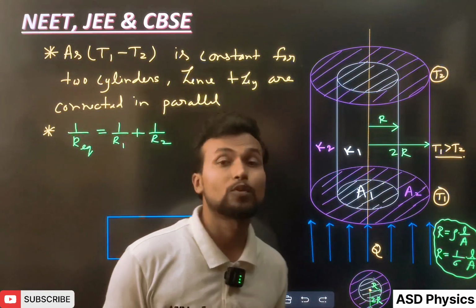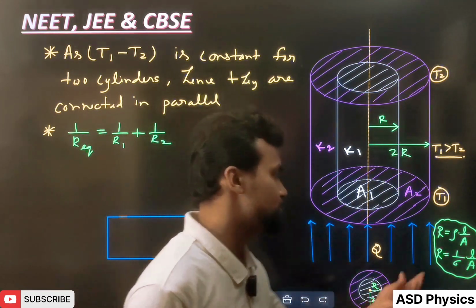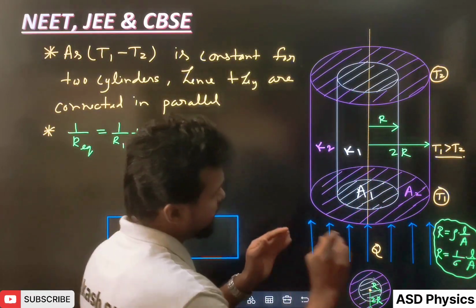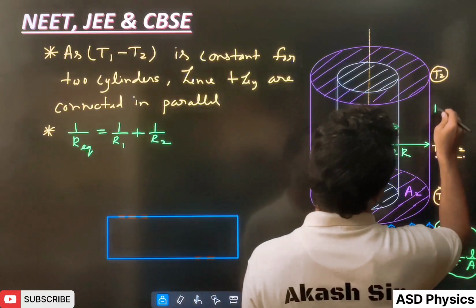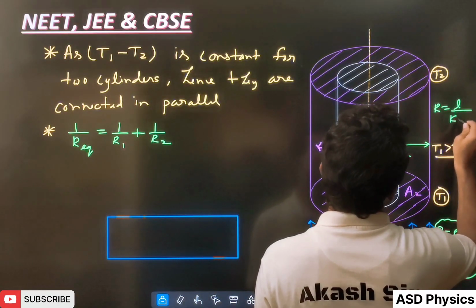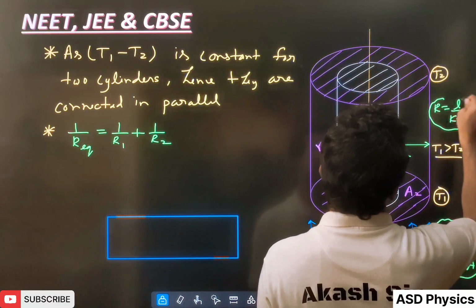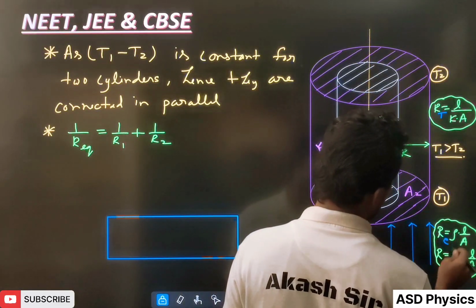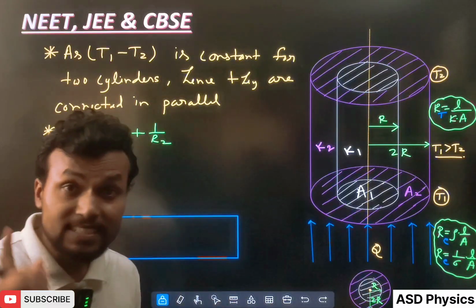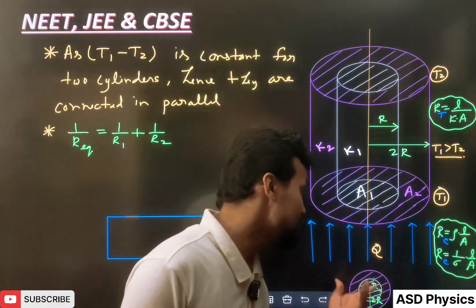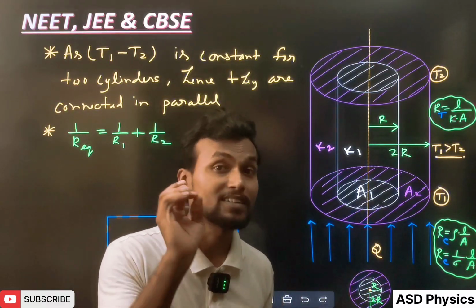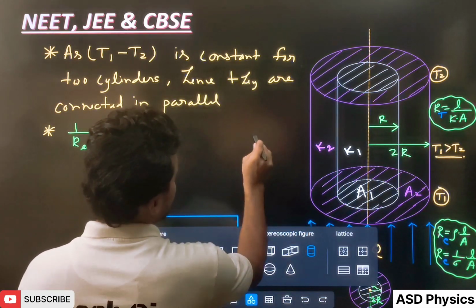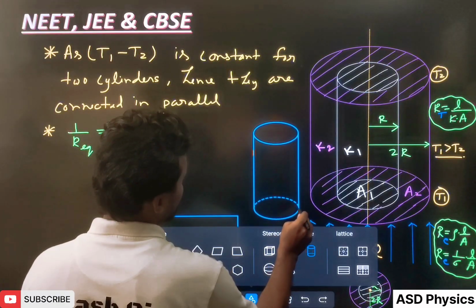But here we have to talk about thermal resistance. That means the electrical conductivity has to be replaced with the thermal conductivity. Everything will be the same, but the formula will be R equals L by KA. I will use this formula because it is for thermal, and the earlier one is for electrical. As the question asks for the equivalent thermal conductivity, we are going to get one equivalent cylinder like this.